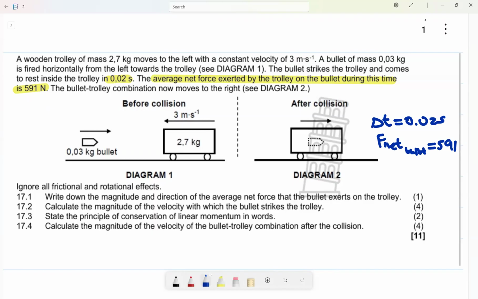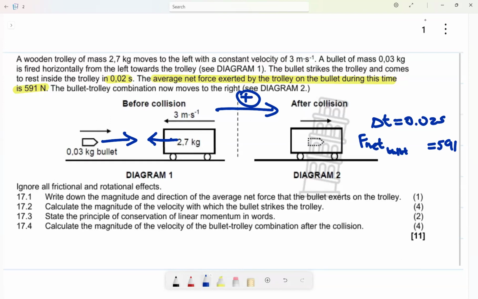Let's talk. The bullet will experience a force going where? The bullet will exert a force that goes to the right on the trolley, right? But the trolley will exert the force on the bullet that goes to the left. So I want us to understand that if we choose going to the right as positive, therefore the average net force exerted by the trolley on the bullet will be negative, because the trolley exerts a force that goes to the left, but the bullet exerts a force going to the right.